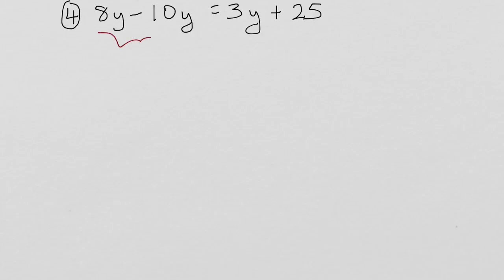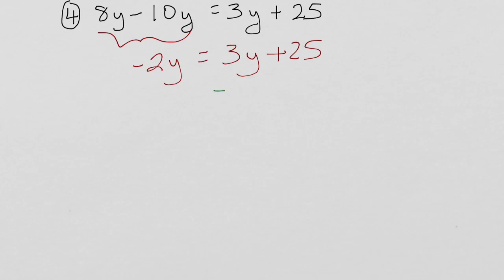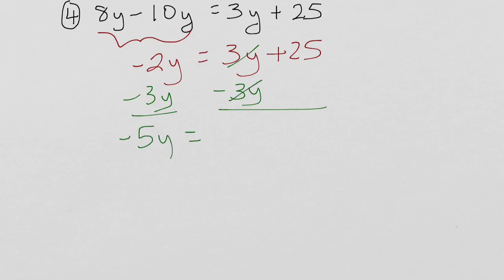Okay, so for this one, I would go ahead and combine these two. 8y minus 10y is negative 2y. Then I'm going to subtract 3y from both sides. These guys will cancel. Negative 2y minus 3y is negative 5y equals 25. And then I'm going to want to divide by negative 5 so that I have a coefficient of 1 in front of the variable. So I end up with 1y equals positive divided by negative is negative 5.